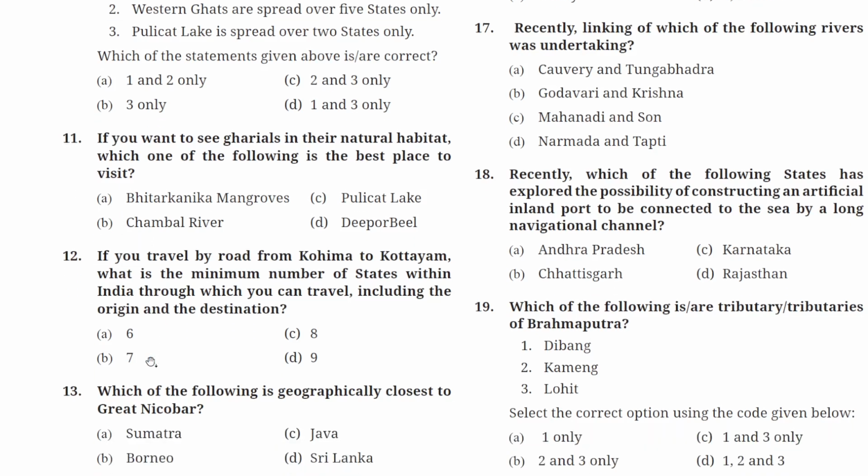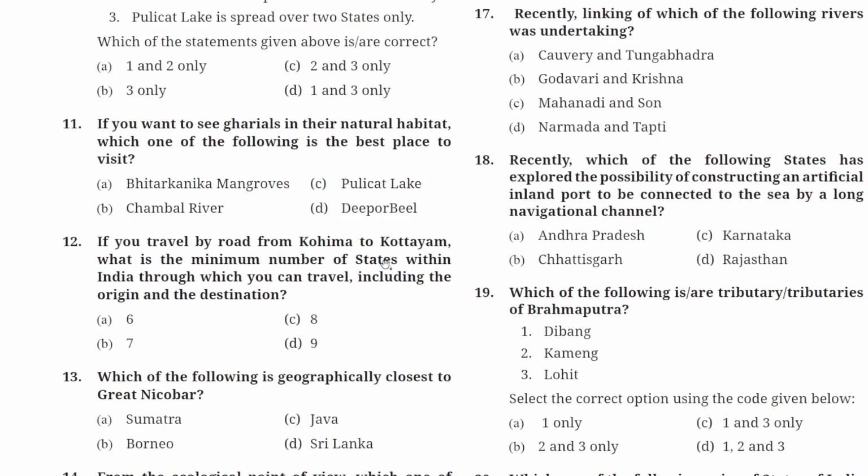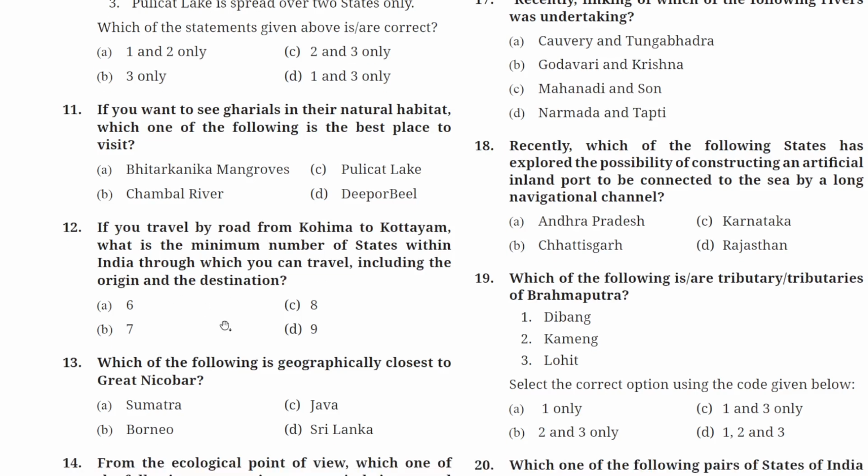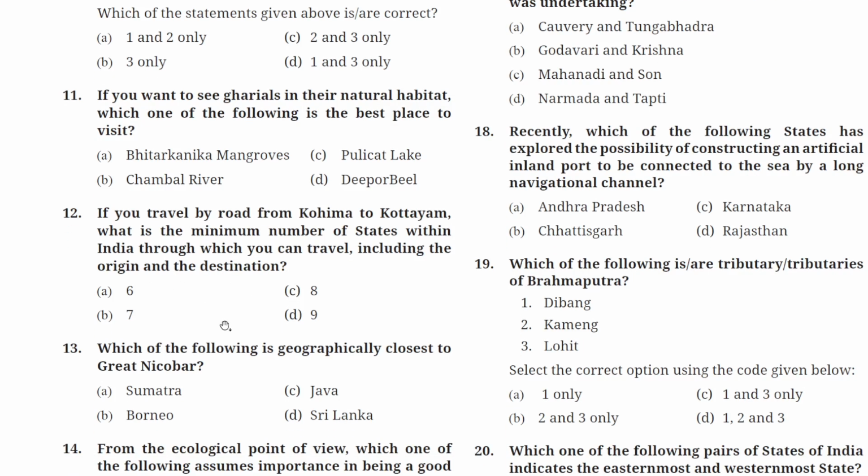Twelfth. If you travel by road from Kohima to Kottayam, what is the minimum number of states within India through which you can travel, including the origin and the destination? So this is about the states and borders. You should know this one. The shortest route having minimum states from Kohima, Nagaland to Kottayam, Kerala passes through the following states: Nagaland, Assam, West Bengal, Odisha, Andhra Pradesh, Tamil Nadu or Karnataka, and Kerala. So the answer is B, 8. No, B, 7. Seven states.